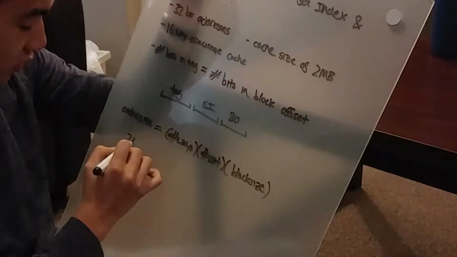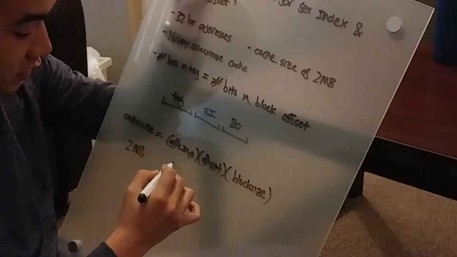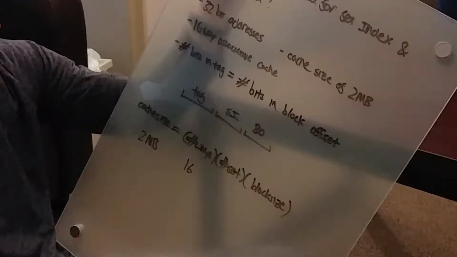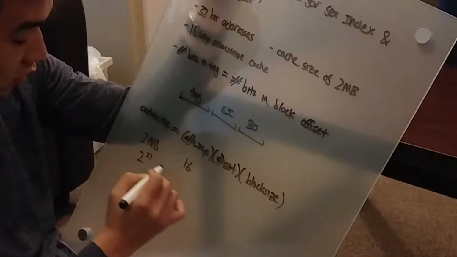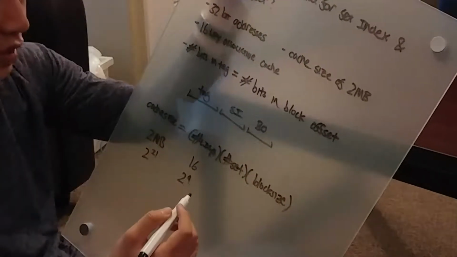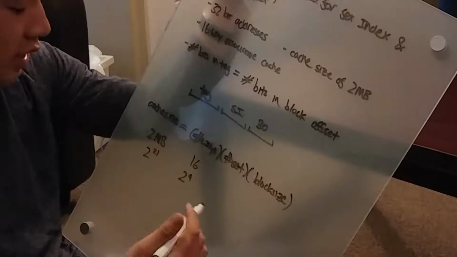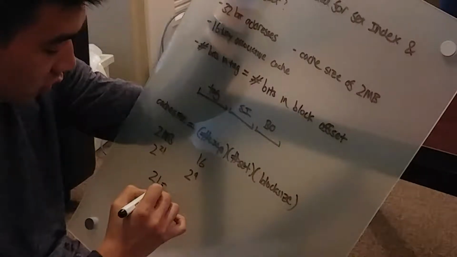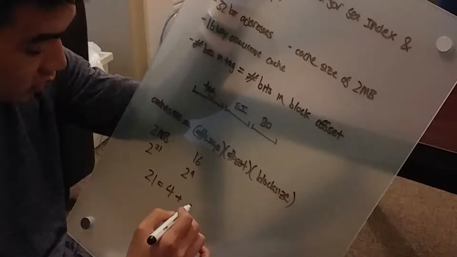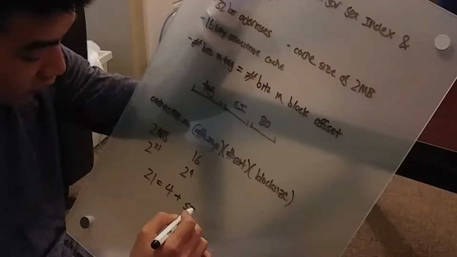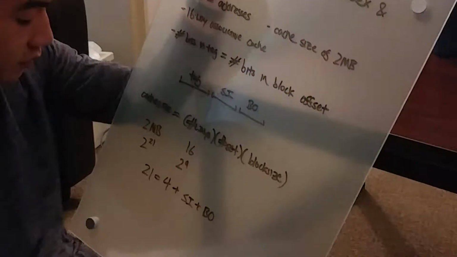Cache size is 2 megabytes. And then block size, number of ways is 16. And since these are all powers of 2, we can extract this is 2 to the 21, this is 2 to the 4. We can just basically use the adding exponents, since instead of multiplying, we'll just add them together. So 21 equals 4, which is for the number of ways, plus some number of bits for our set index, plus some number of bits for our block offset.